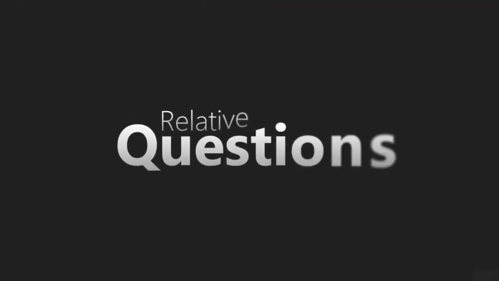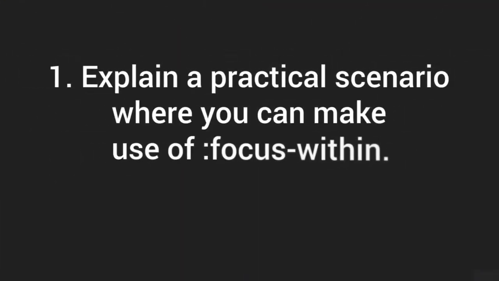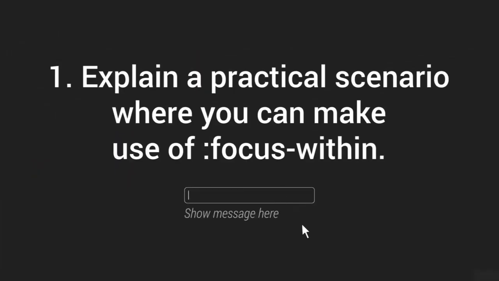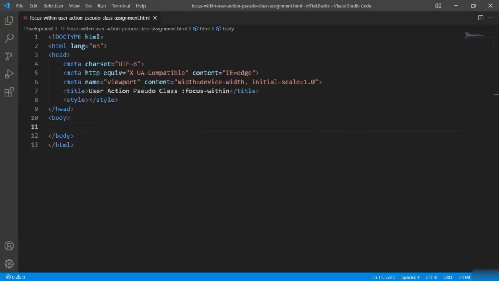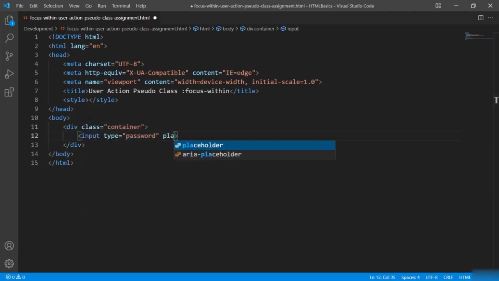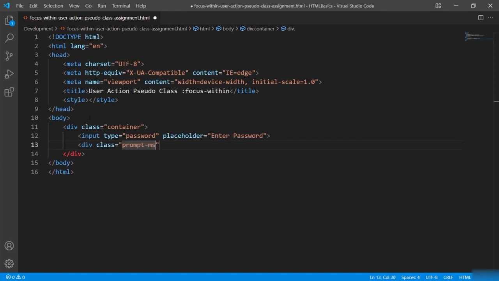Now let's talk about relative questions. Explain a practical scenario where you can make use of focus within. Okay, so let's create an example where I want to display the prompt message whenever the field gets selected. For that, I'll first give a div with the class name as container. Inside, I want a password field, so I'll give an input with type password and a placeholder message as well. Now I will give another div with class prompt message, and here I will simply pass the message.